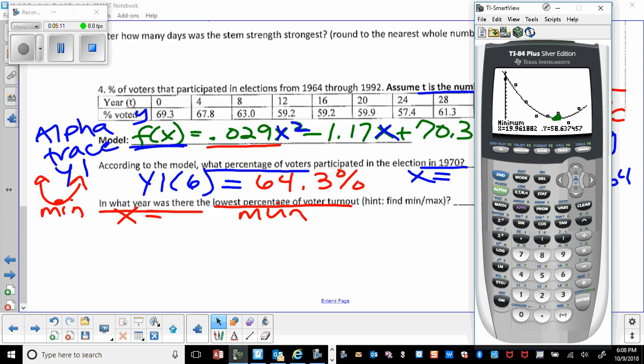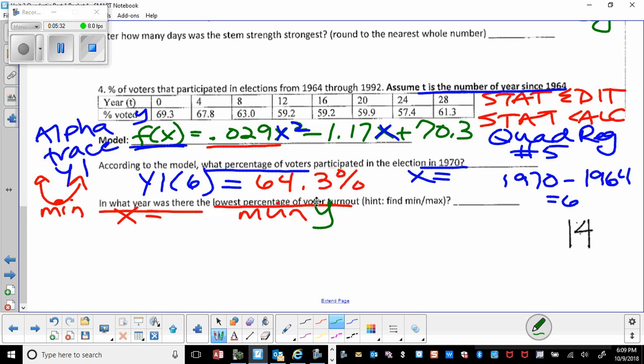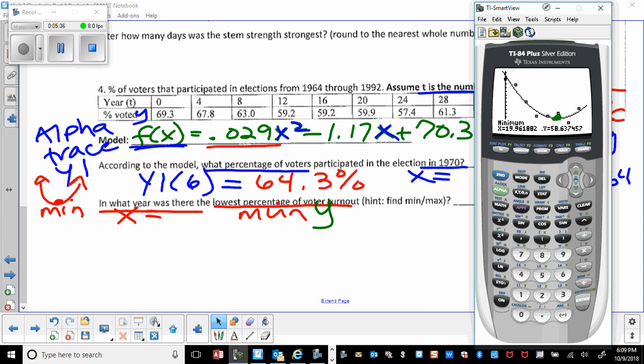And then so the minimum X value, that's what I'm looking for, would be 19.96. And so that would be the lowest, oh, that's the X value. It says the lowest percentage. So 19, or no, but that's the Y. The percentage is Y values, right? The percentages are the Y values. So if I'm looking at the Y values, that would be 58.6.